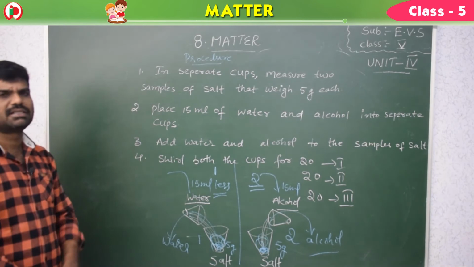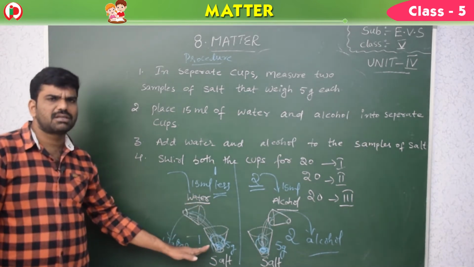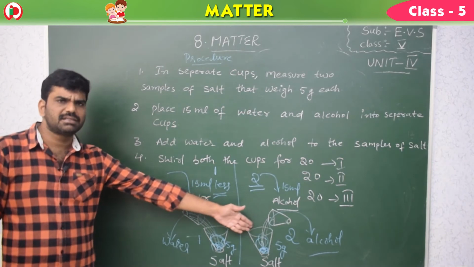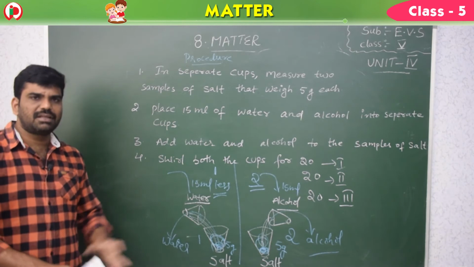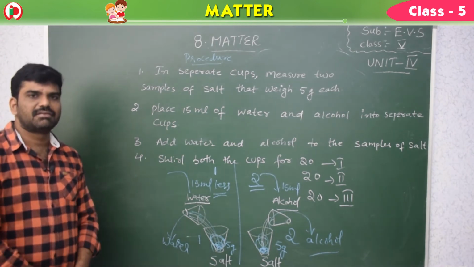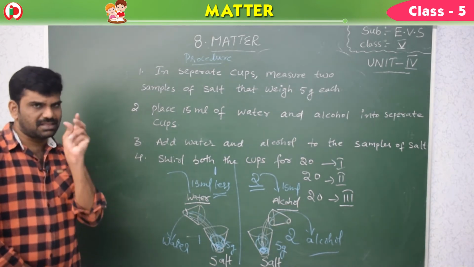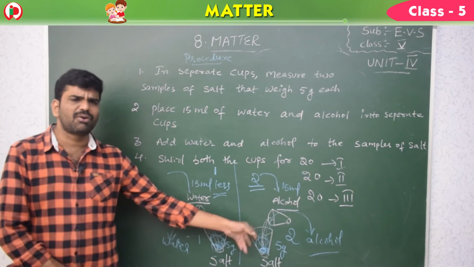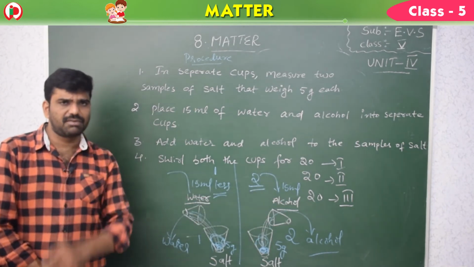What is the third step? You are going on adding the water to the salt. Here in the second case, you are adding alcohol to the salt. After that, just swirl for 60 seconds. And you pour out the water in the first case, only the salt will remain. You pour out the alcohol from the glass, only the salt will remain.